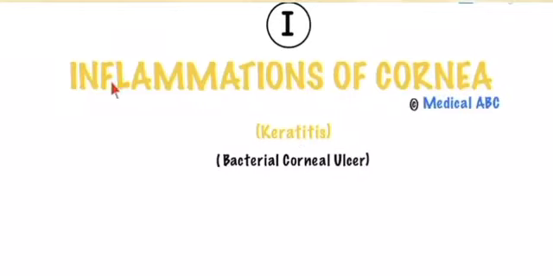Today we'll be talking about the inflammation of the cornea, which is known as keratitis. The inflammation of any part of the body will have a term with the suffix "itis". In the case of the cornea, we call it keratitis. In this video, we'll be talking only about the bacterial corneal ulcer, as that itself is a very important topic for medicos. The other corneal ulcers will be dealt with in a separate video.